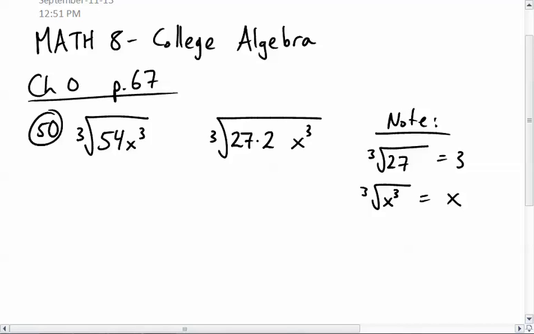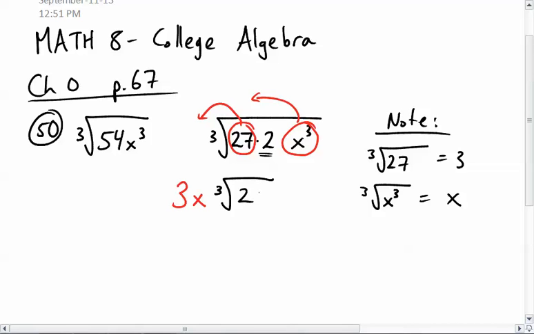So anytime you have a term that is a perfect cube, then we can take that out of a cube root. Okay, so the 27 will come out as 3, and x cubed comes out as x. And what's left under the cube root is just 2. So 3x times the cube root of 2 is the final answer.